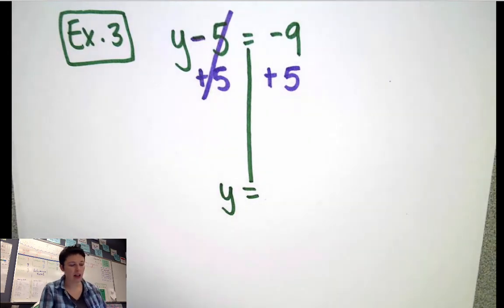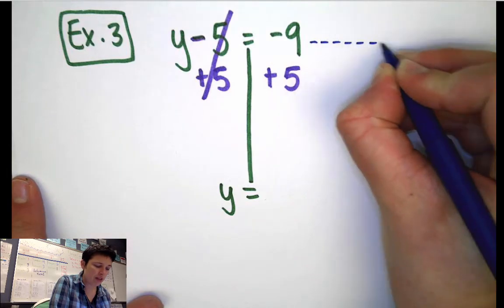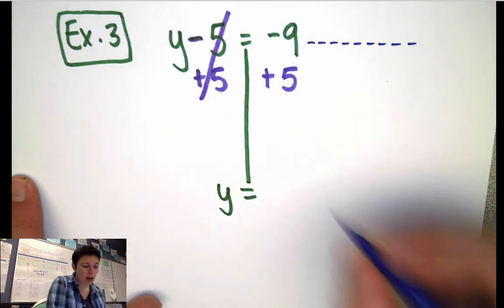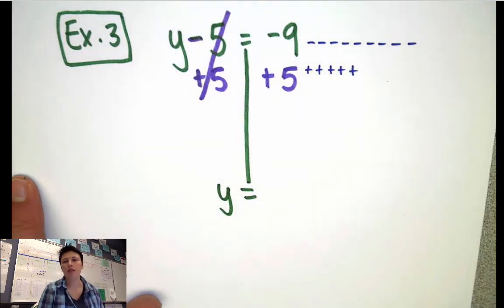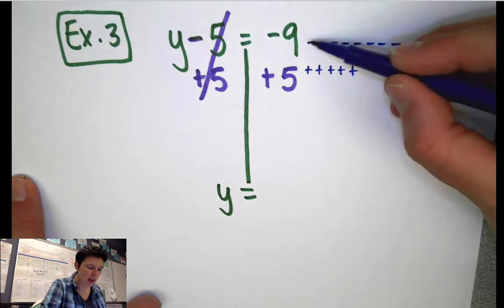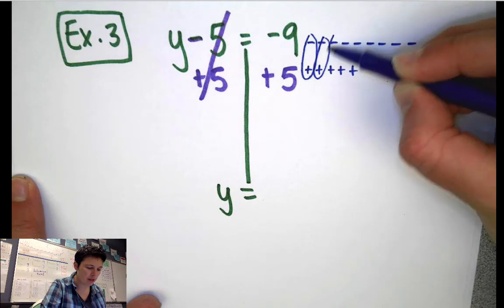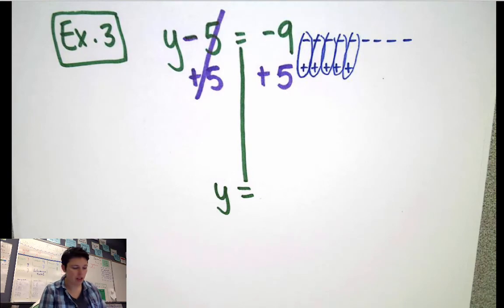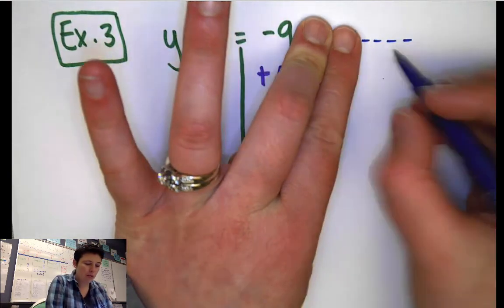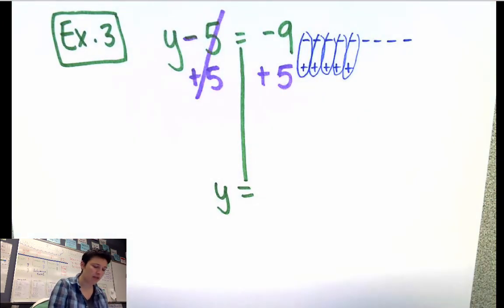So let's think about this. I have negative 9 plus 5. Negative 9 means I have 1, 2, 3, 4, 5, 6, 7, 8, 9 negatives. Positive 5 means I have 1, 2, 3, 4, 5 positives. Okay, well, let's think about that. A negative and a positive make 0. So I'm going to pair these up to zeros. These are all zeros right now. And really, if I get rid of all the zeros, I'm left with that. 1, 2, 3, 4. I'm left with 4 negatives. So my answer is negative 4.